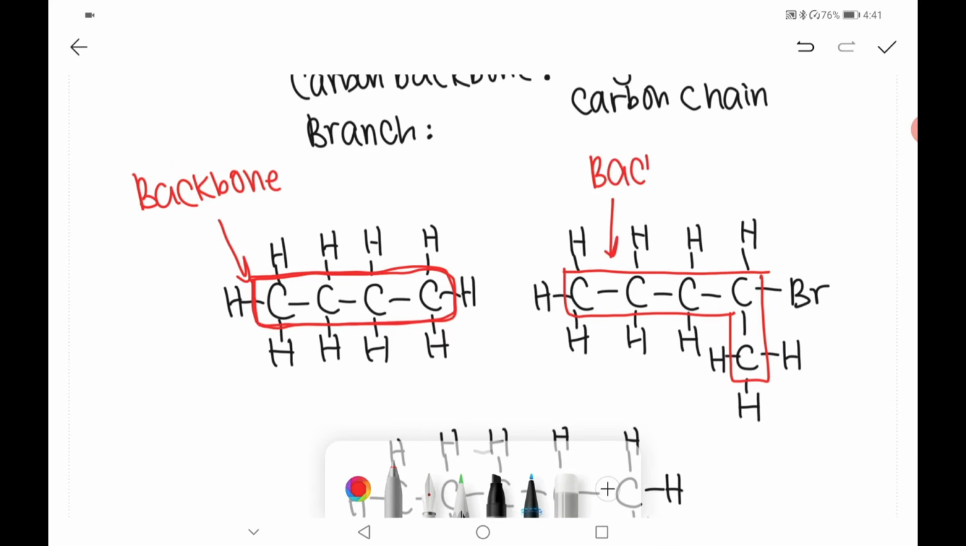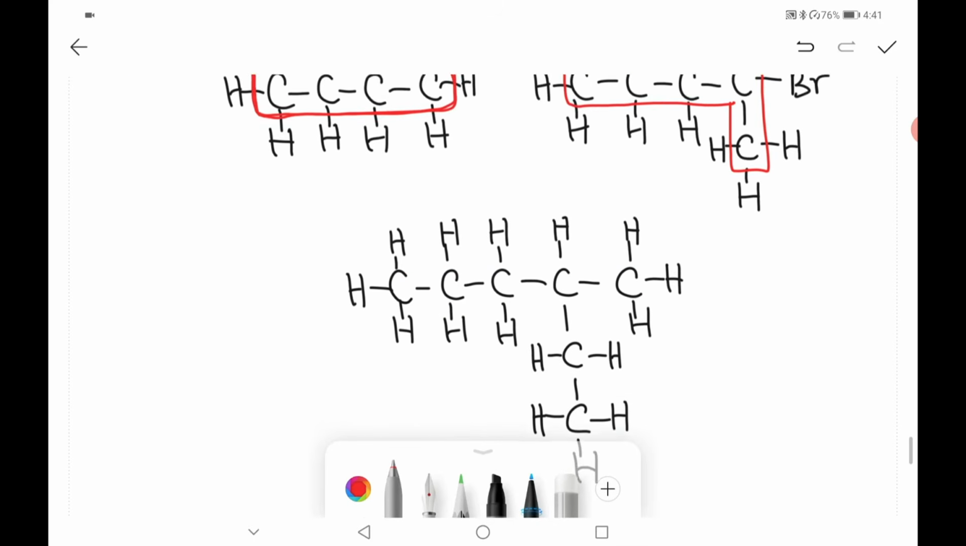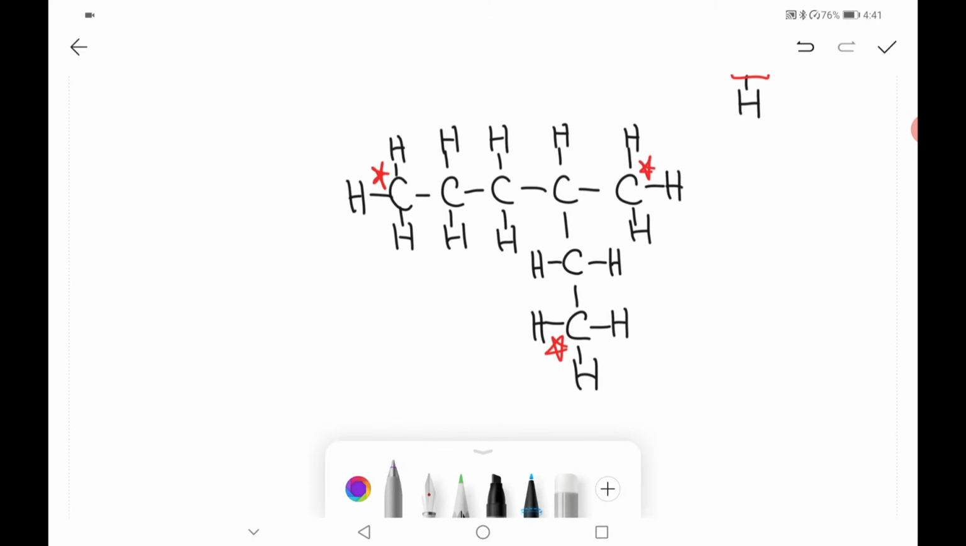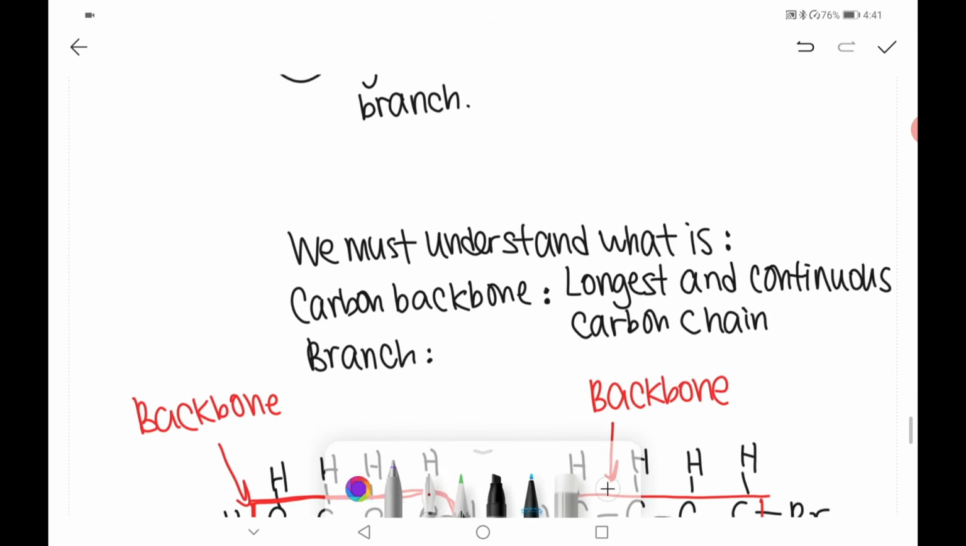So what about the last one here? How to find the backbone? You need to find the terminal. This is one terminal, because from here no more, and this is one terminal. So you have 3 terminal carbons. We will try to go from one side to the other side, and we need to find the longest one. It must be the longest.